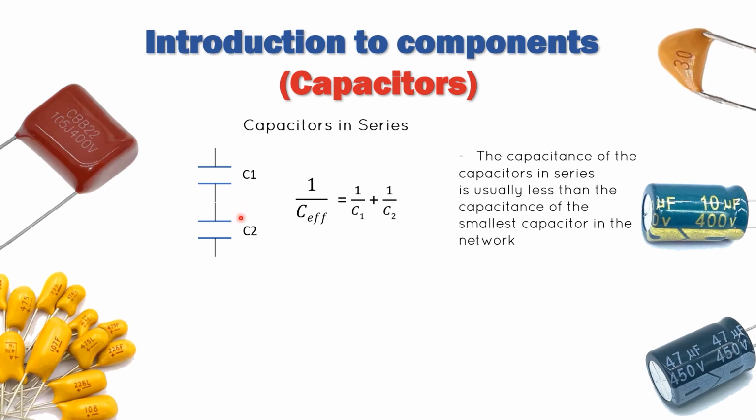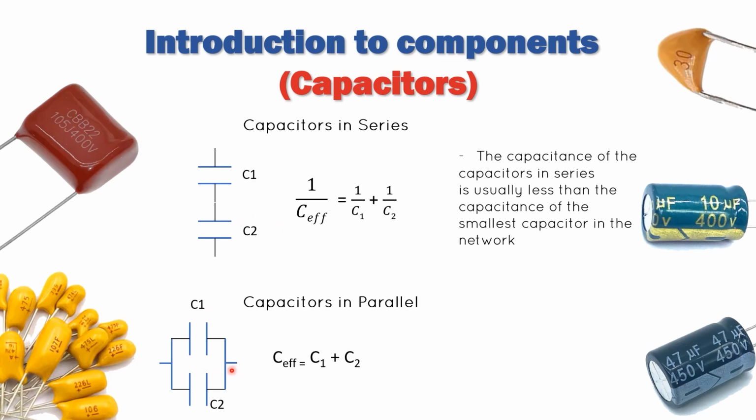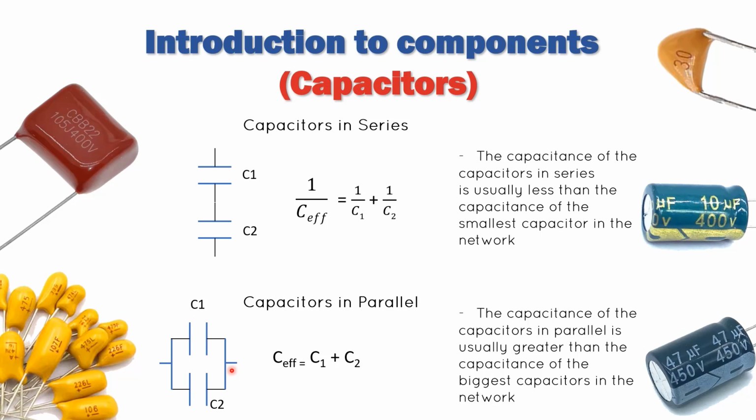So we have capacitors in parallel. This is an example of one. If we have to find the effective capacitance, we just sum both capacitances together, and in this case the effective capacitance is usually greater than the greatest single capacitor in this network.